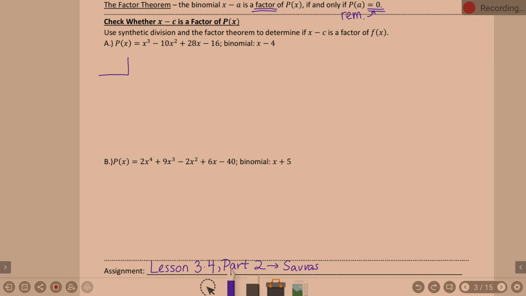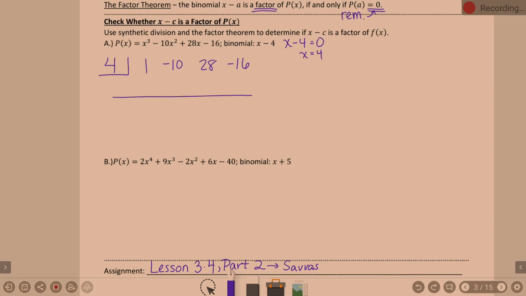This time it's 4. Are you catching the difference, right? Yeah. Because how was it presented? It was presented as the X minus 4, so then think in terms of solving. Okay, what numbers go here? 1, negative 10, 28, negative 16. Okay, and you checked. There was nothing missing, right? X cubed, X squared, X, constant.